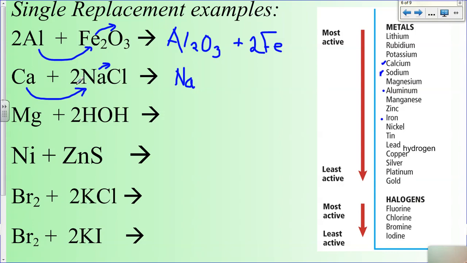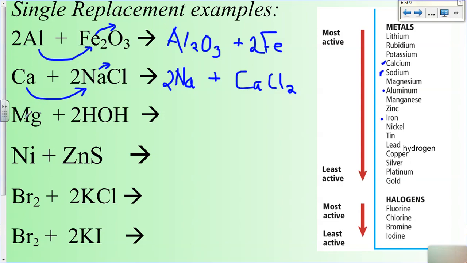Where's that 2 going to go? Got to go in front. It's not diatomic. My other compound, calcium, comes in and takes its place where sodium once was. And calcium bonds with the chlorine. I only have 1 calcium, but I have 2 chlorines, and I'm going to put the 2 here. So both sides will be balanced. So give this next one a look.